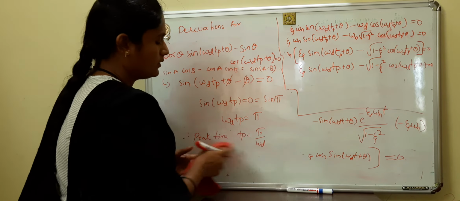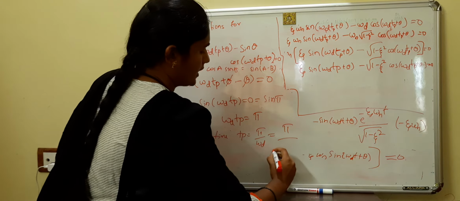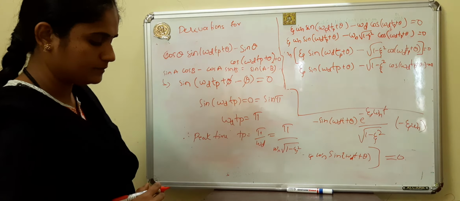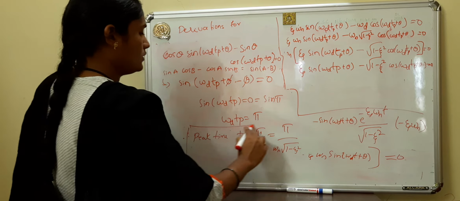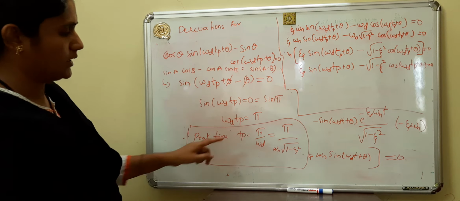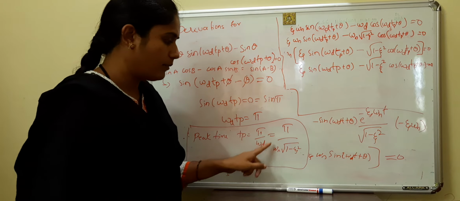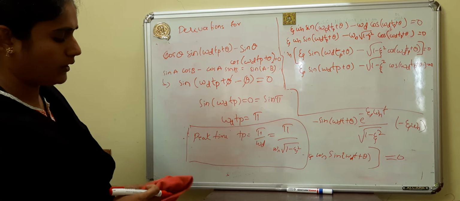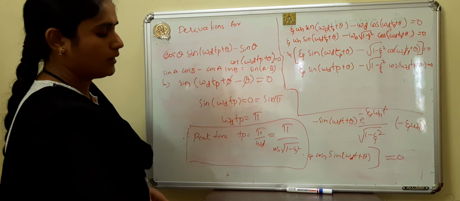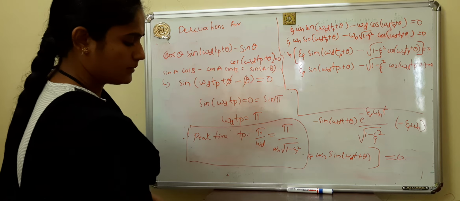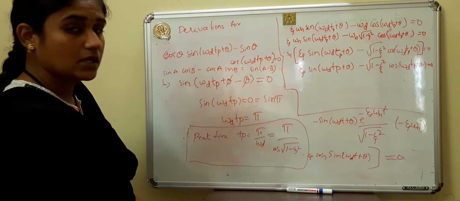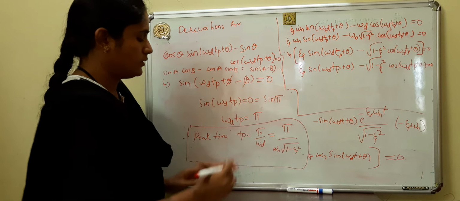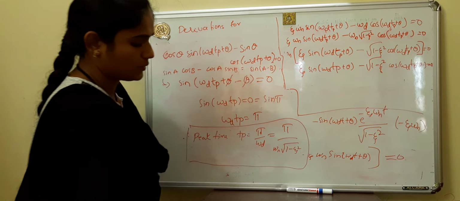What is omega d? Pi divided by omega d can be expressed in terms of omega n, that is omega n square root of 1 minus zeta square. This is the equation for peak time, that is tp is equal to pi by omega d, which is equal to pi by omega n square root of 1 minus zeta square. This is the derivation or formula for peak time.